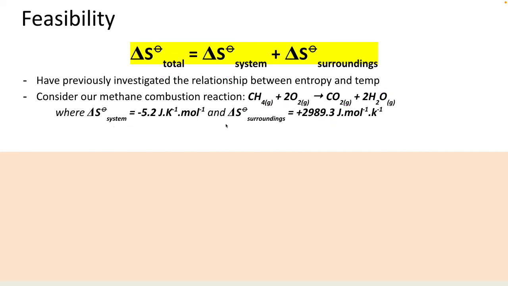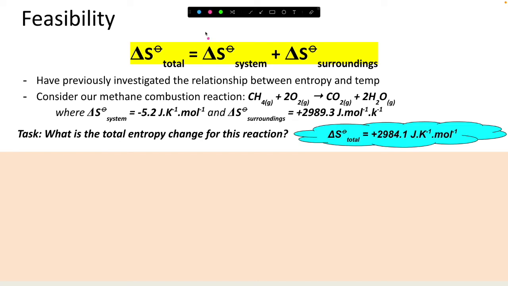Nothing too complex there. If we've got a value for the delta S of the system, our total entropy change is going to be minus 5.2 plus 2989.3. And what we end up with is a total entropy change, which is very, very large. So it's quite interesting, right? The entropy change of the system and the surroundings in this combustion reaction are almost working counterintuitively to each other.